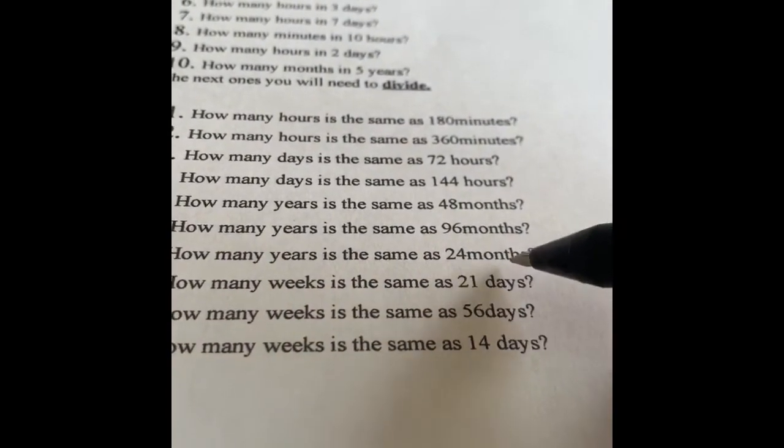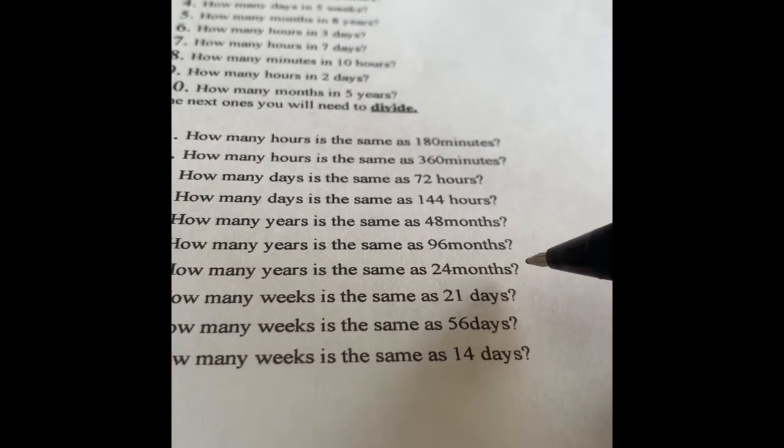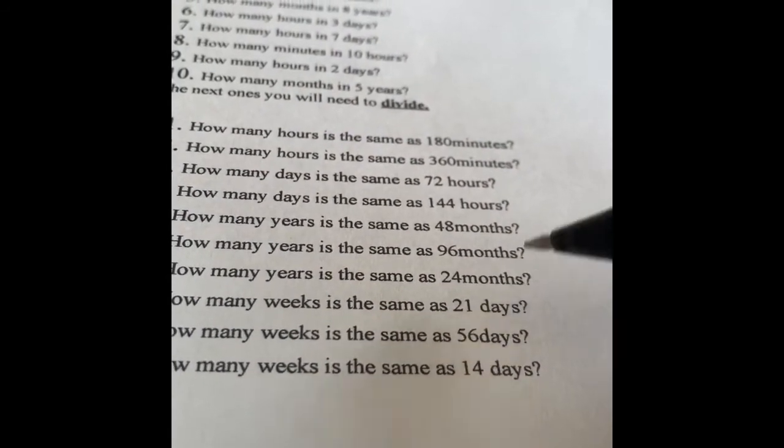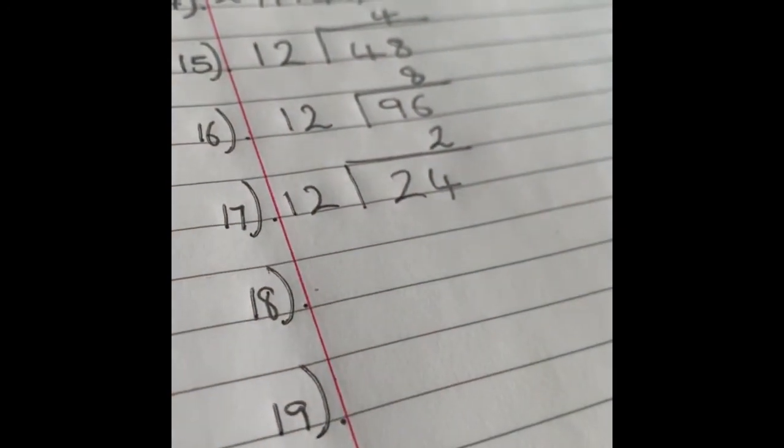Question number 17. How many years is the same as 24 months? So again, 12 months in 1 year. How many 12s make 24? 24 divided by 12. How many lots of 12 make 24? Using my times table facts, I know my answer is 2. The answer to number 17 is 2.